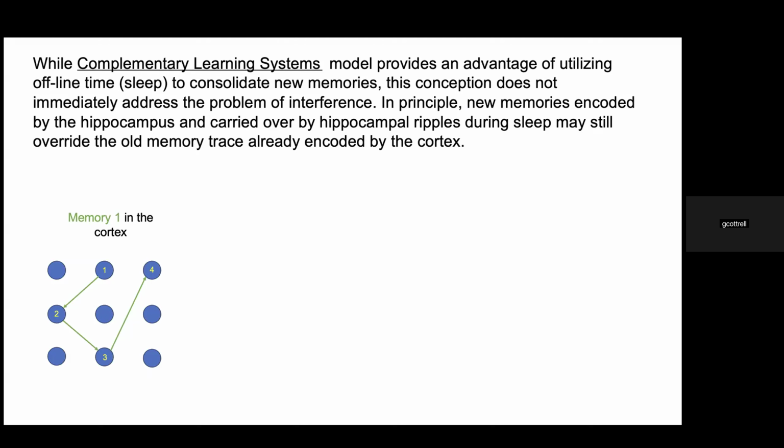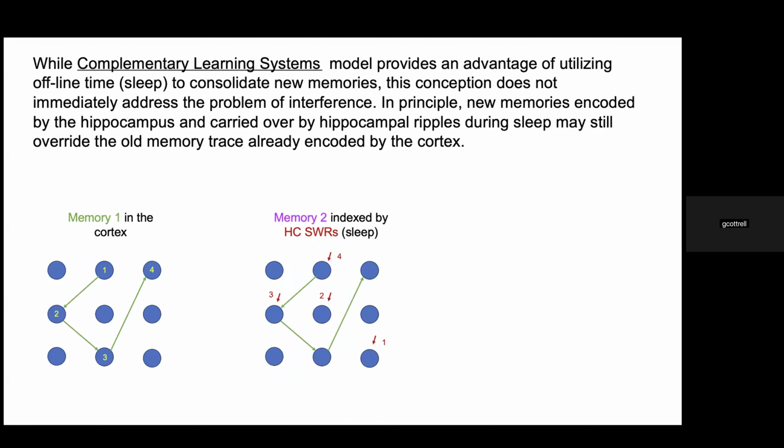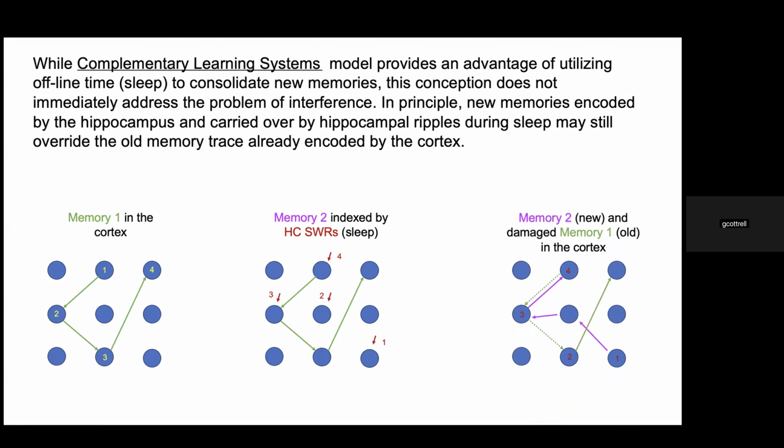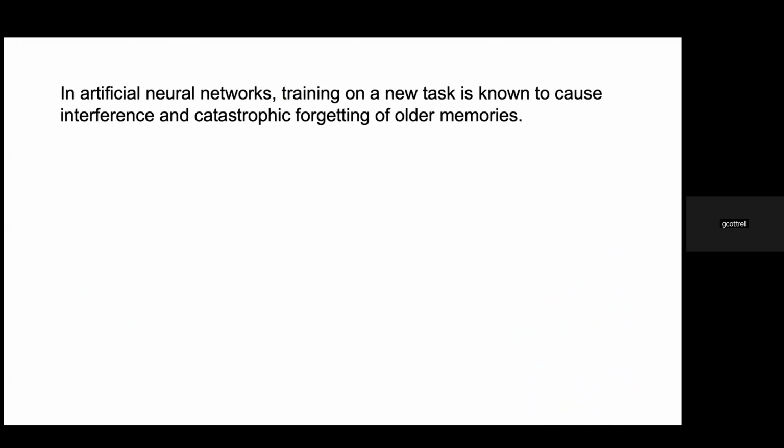However, in principle, this idea alone does not solve the problem. This is a cartoon. Let's say we have some memory represented by those three synapses between four cells, and the hippocampus is trying to teach the cortex something new. If there is a direct conflict in the order of spiking of the neurons involved between those two memories, it's possible to erase that memory. In fact, I won't have time to show it, but we can show in the model that if we have some memory encoded in the cortex and we just try to write over it with something encoded by the hippocampal ripples, it will destroy the old memory.